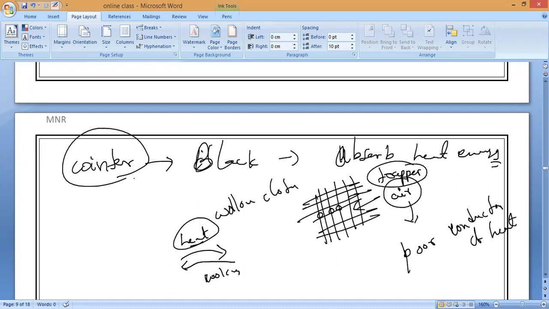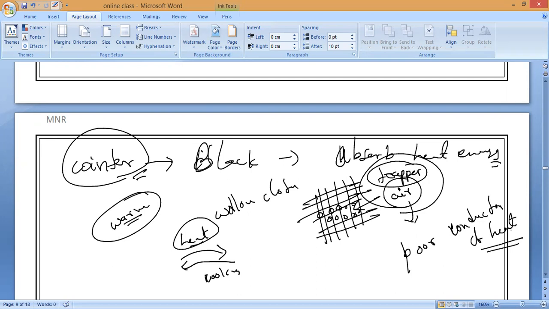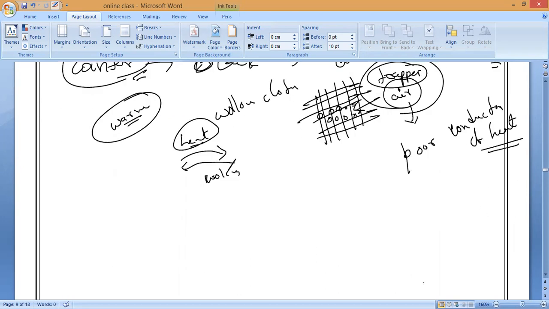So in the winter season we will feel warm. It's not cold. Once the air is trapped between these particles of the wool, this trapped air will work as a poor conductor of heat. So there is no exchange of heat, and our body temperature remains the same. Is it okay, guys? Please respond. So this is all about it.